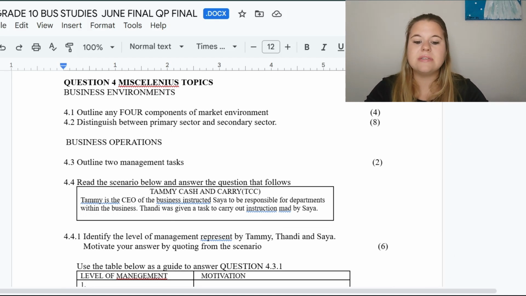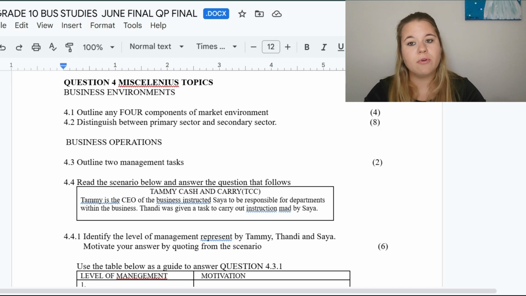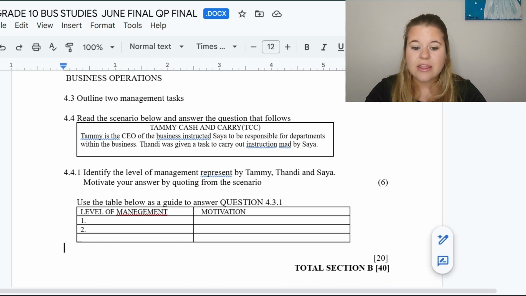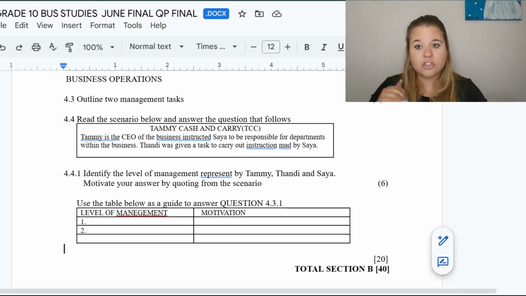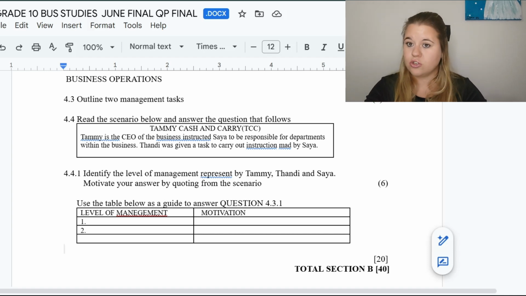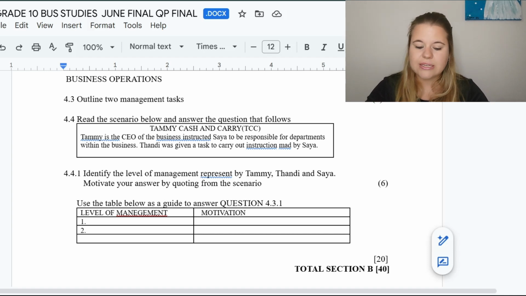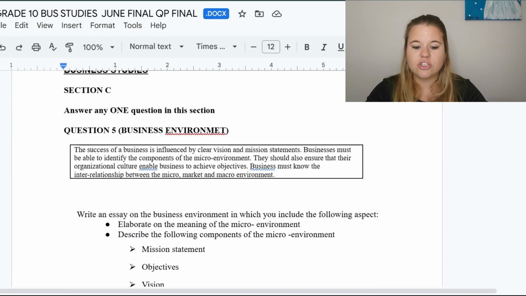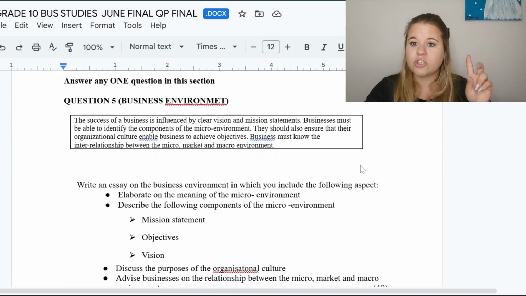So in the business environment section, we have outline the 4 components of market environment, and then distinguish the difference between primary and secondary sector. Then the business operations, remembering the chapters there. We're talking about outlining 2 management tasks and then identifying the levels of management and motivating your answer. Right, then we move on to section C. Again, 2 questions, you answer 1 only.